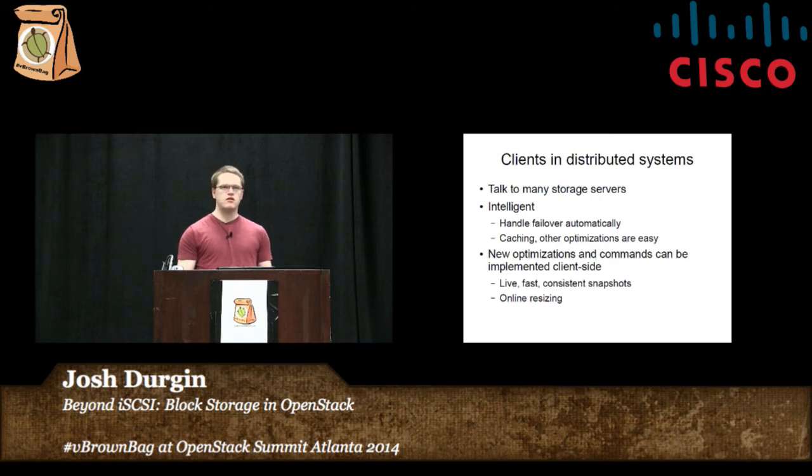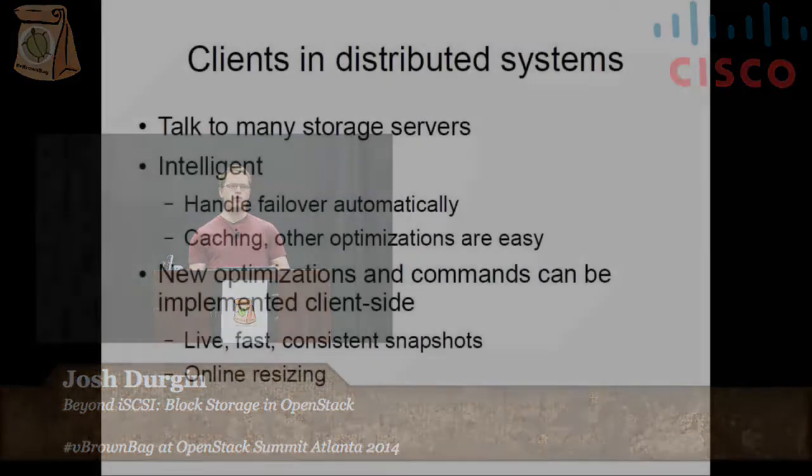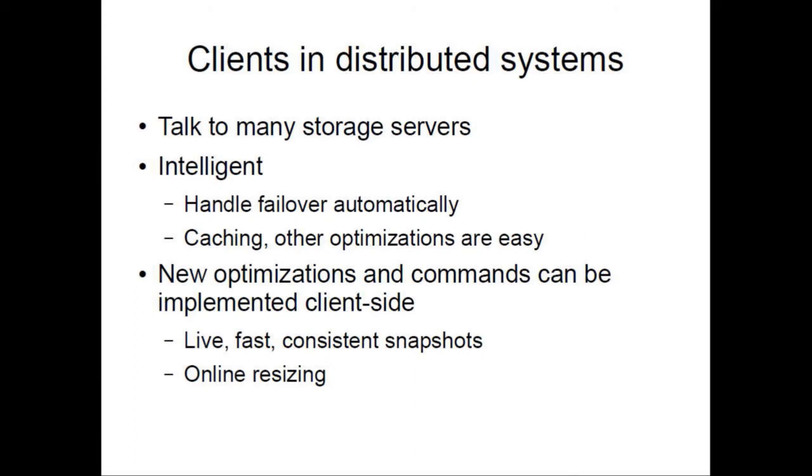Because distributed systems tend to handle high availability themselves and talk to many different servers at once rather than just a single target, the clients have to be a little bit more intelligent and know internally when things fail and when to talk to different servers. It's not like iSCSI multipathing, which is talking to maybe one or two different servers at once. With distributed systems, you're actually talking to maybe hundreds or thousands of servers at once.